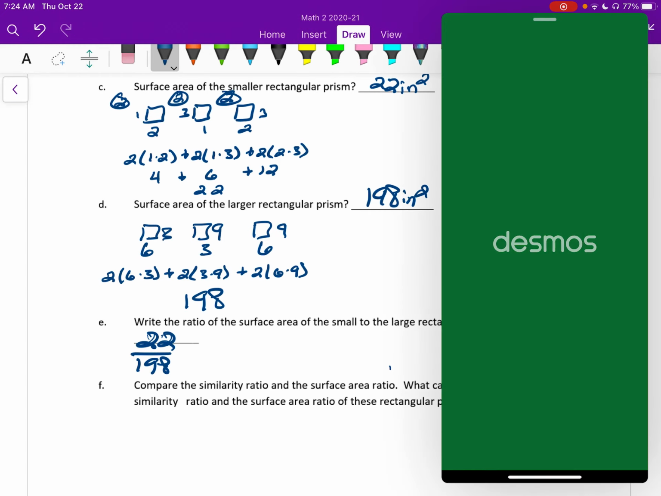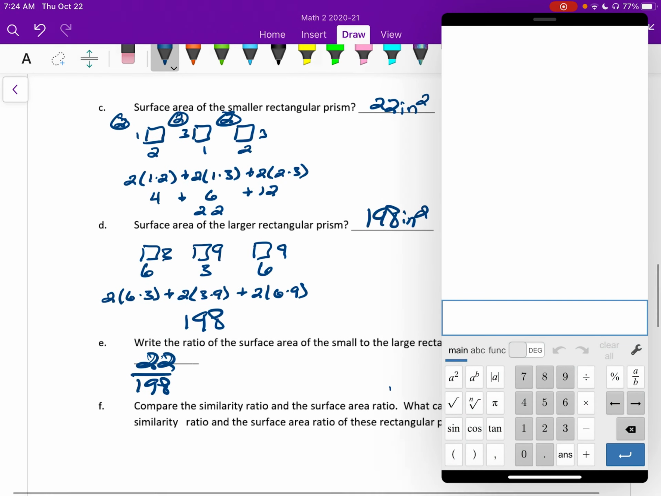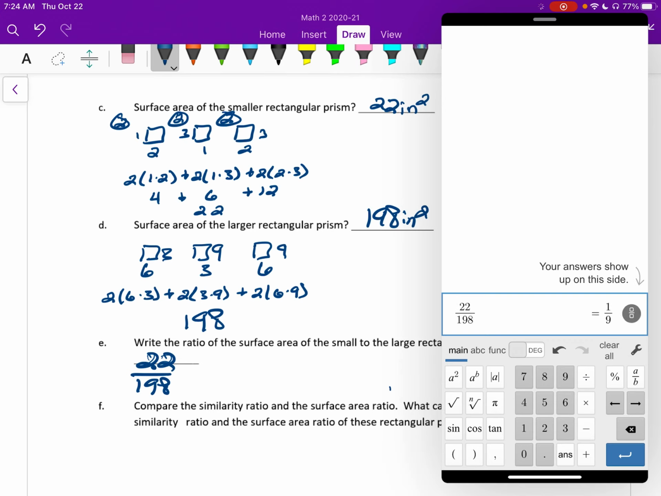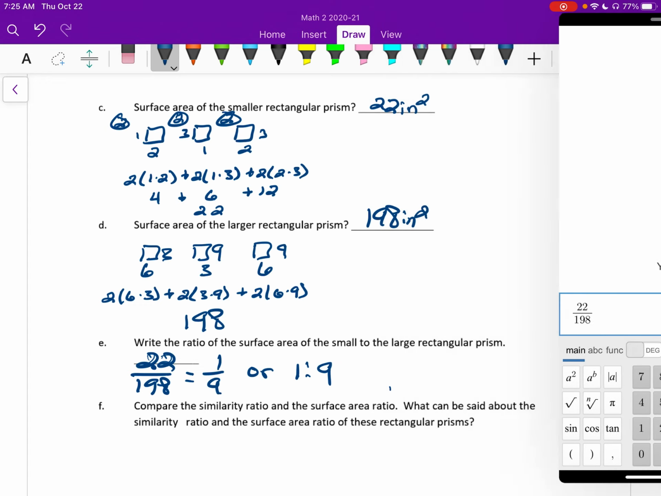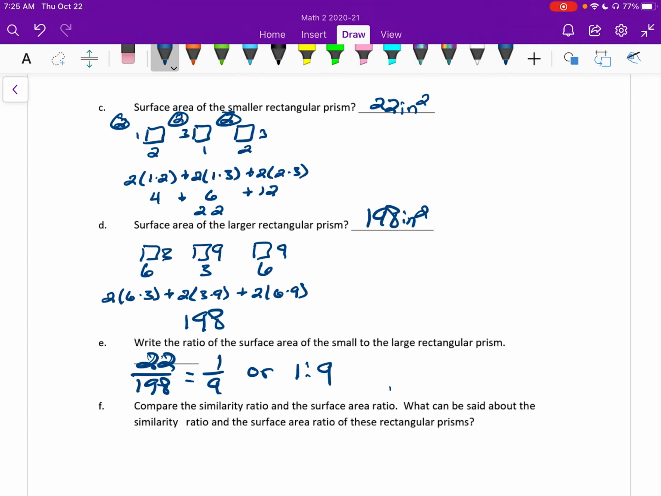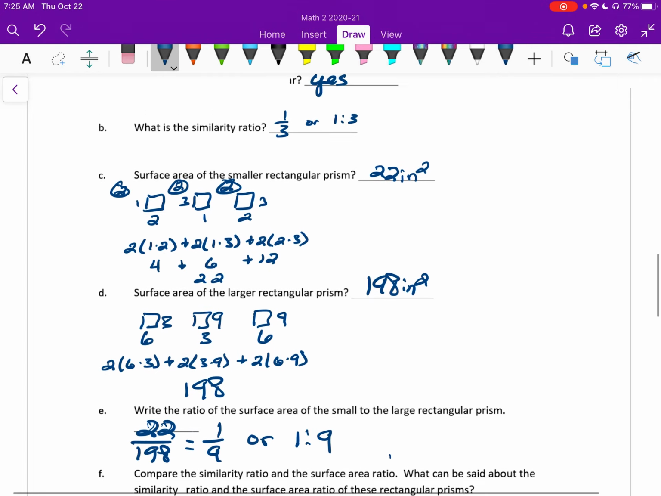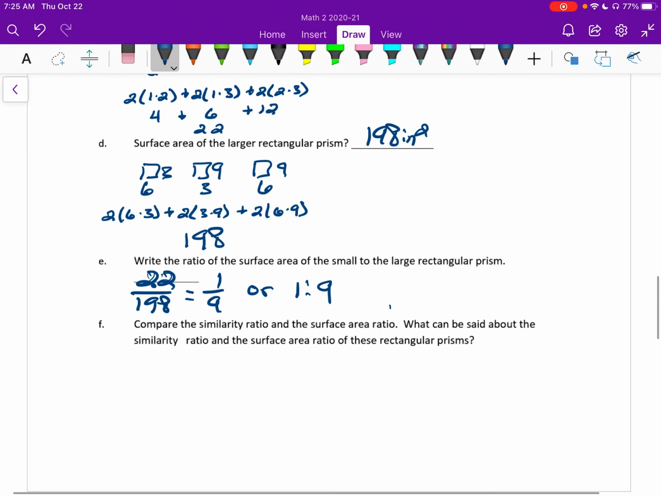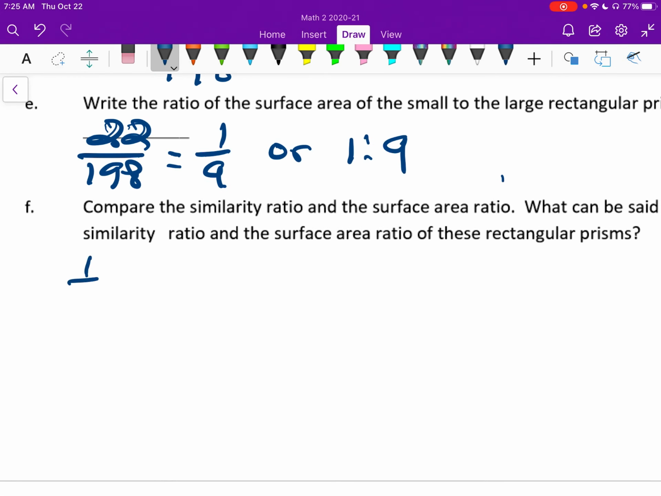Let's see if we can reduce 22 over 198. I think we can. Is it going to be 1 over 9? 22 over 198. That is 1 over 9, or 1 to 9. Part F says compare the similarity ratio and the surface area ratio. Well, similarity ratio is 1 to 3, so we have 1 to 3 and 1 to 9.